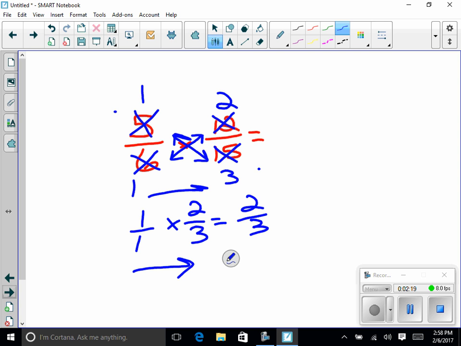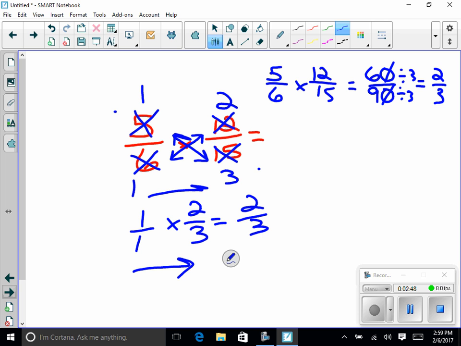And instead of that, if you were to take the normal problem of 5/6 times 12/15 and multiply straight across, you would have 60 and you would have 90. And then you would have to reduce. And I know I can get rid of zeros, so it'd be 6/9, and I'd have to divide by 3 and divide by 3, and I would get 2/3. So same answer, a little less work for me. I'd rather do it in the beginning of the problem instead of at the end.